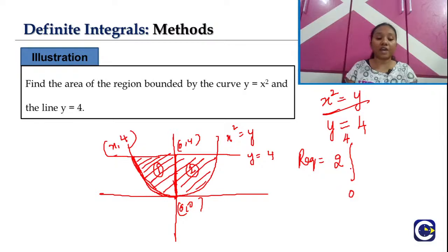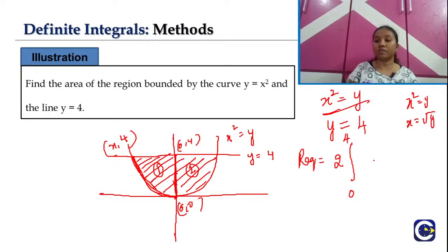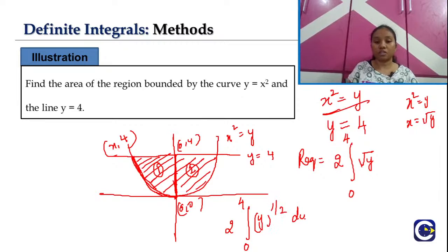Here, as we have taken the y coordinates, our function should also be in terms of y. That means x square is equal to y, so x will be equal to root over y. That means here the function will be root over y. So the required area here will be twice the integration from 0 to 4 of y power 1 by 2 dy. So quickly find the area guys here.